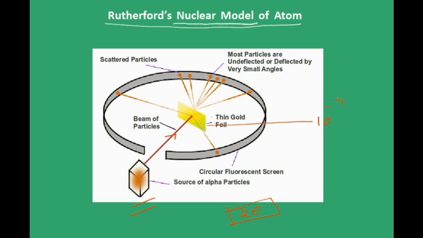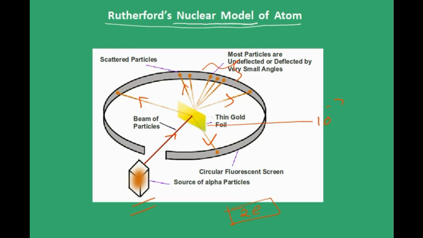And after that, there was a mechanism to detect the rays. What he observed was that many of the rays passed through the foil in a straight manner, but there were some rays which were deflected by some angle. You observe this? These rays. And there were some rays which were deflected by large angles. Of course, they were less. Many of the rays passed easily, that is, in a straight way.